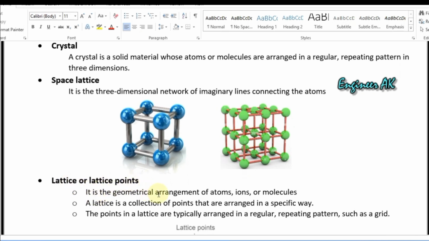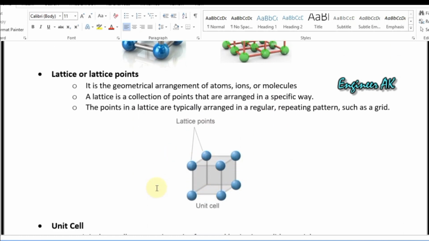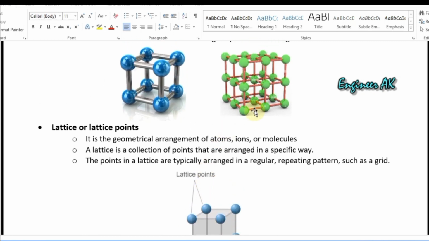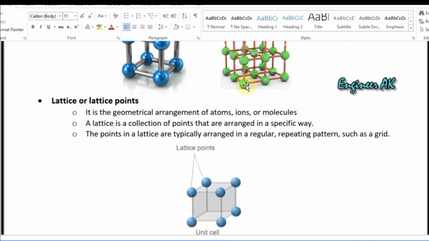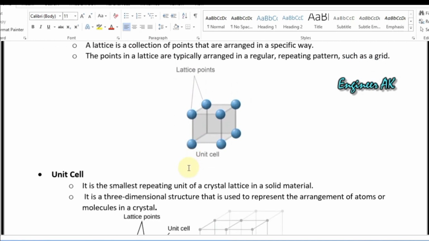The next term is lattice or lattice point. It is a geometrical arrangement of atoms, ions, or molecules, right? Or a lattice is a collection of points that are arranged in a specific way. The points in a lattice are typically arranged in a regular repeating pattern such as a grid. In this diagram, these are the lattice points, right? Previously we discussed that these imaginary lines are the space lattice, and these points where they connect the atoms are called the lattice or lattice points. So you can easily understand lattice points, right?